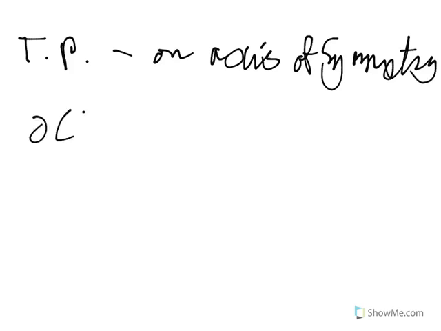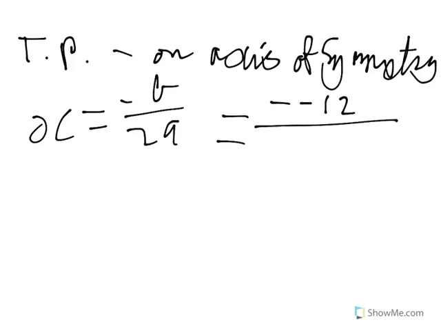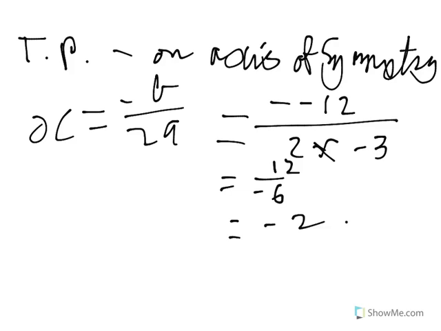And so that's x equals negative b on 2a. And in this case, it's the negative of negative 12 over 2 times negative 3. So that's 12 on negative 6, which of course is negative 2. And so to find our turning point, we know what the x value is.